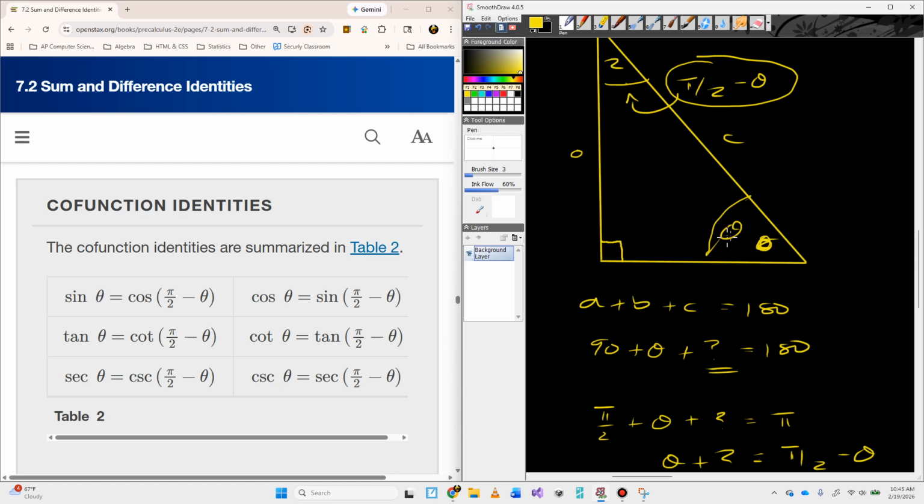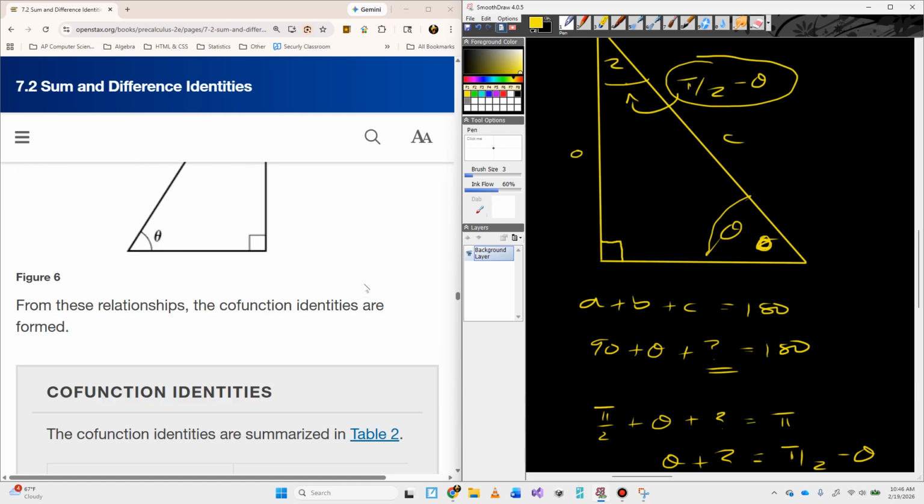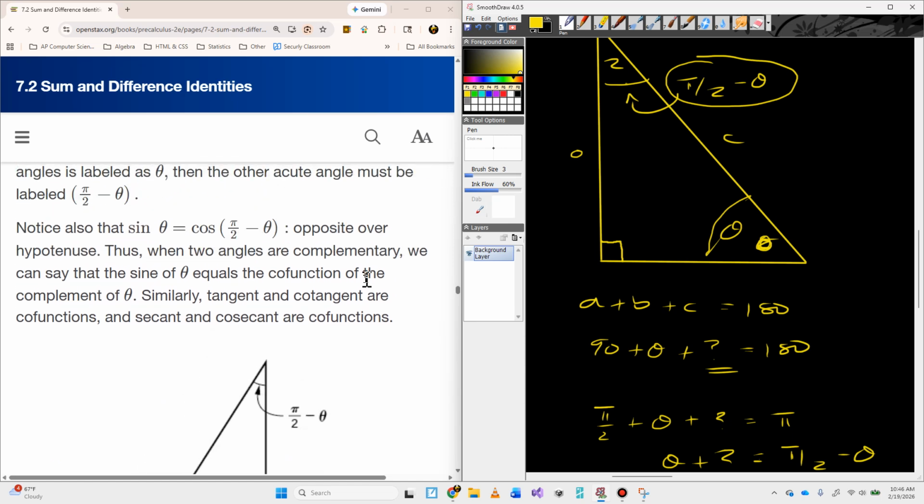If I'm using sine, my values come from opposite hypotenuse. If I'm using cosine, they come from adjacent hypotenuse. So if I want to take the sine of a value of this angle, I could adjust to take the cosine as long as I use this formula to adjust this angle so that I'm taking the right angle for this part of my triangle. That's what's known as a cofunction identity. It's a relationship.